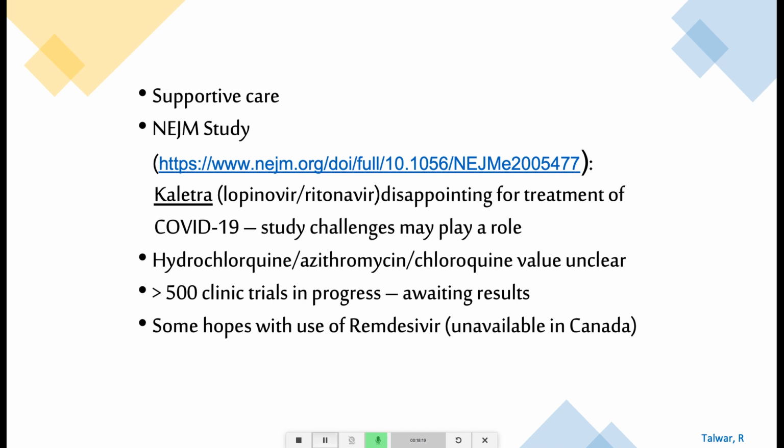So the jury's still out on whether or not this double antiviral is effective, and lots more clinical studies are being done with it. We've heard about hydroxychloroquine, azithromycin, chloroquine. Again, right now, the value of these medications is still unclear, but there are over 500, maybe probably even more to this date, clinical trials that are in progress, so we're still waiting on results.